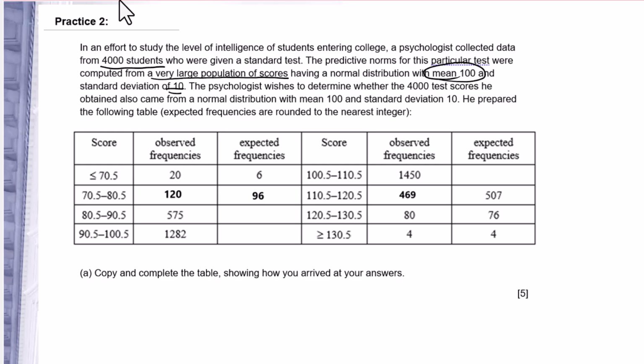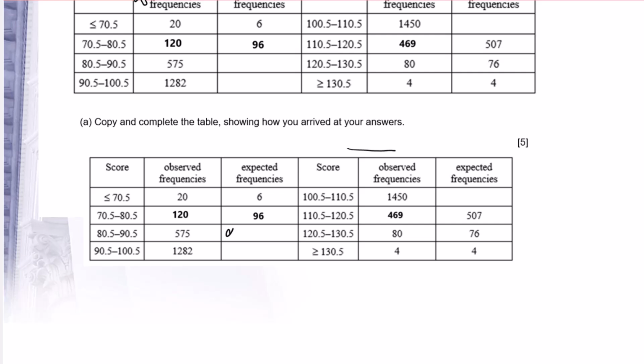The psychologist wishes to determine whether the 4,000 test scores he obtained also came from a normal distribution with a mean 100 and a standard deviation 10. He prepared the following table. Expected frequencies are rounded to the nearest integer. A. Copy and complete the table showing how you arrived at your answers. Let's label this A, B, and C.